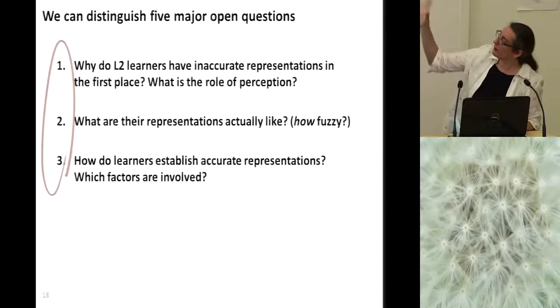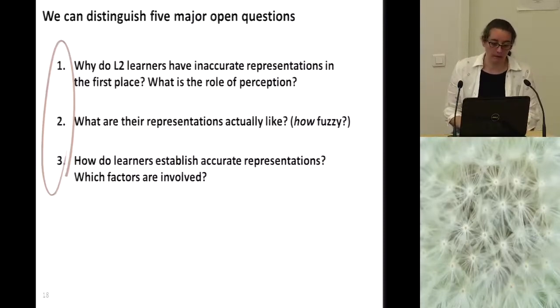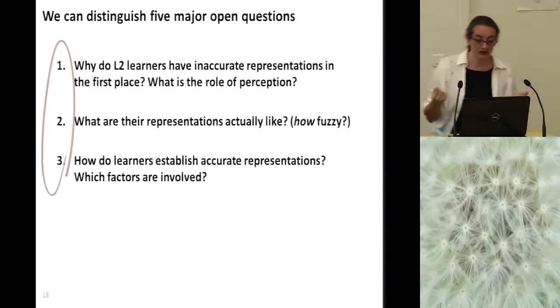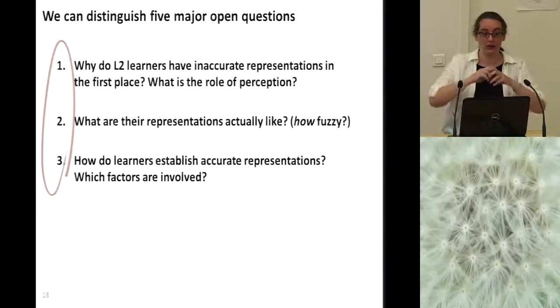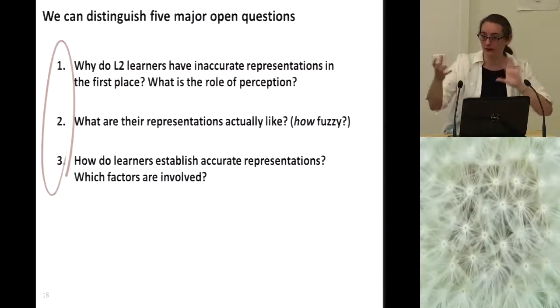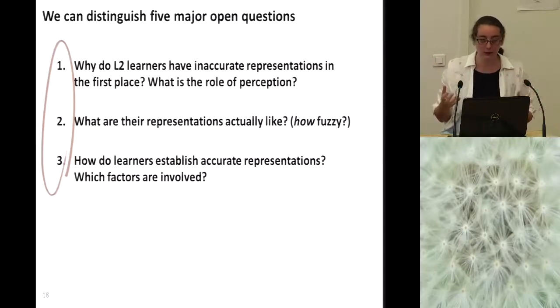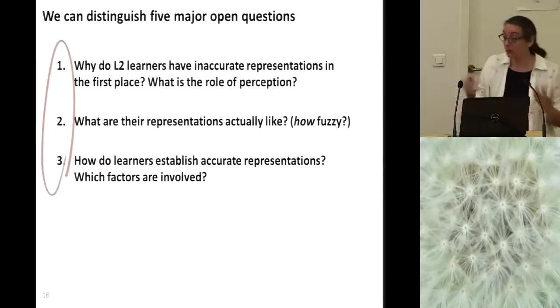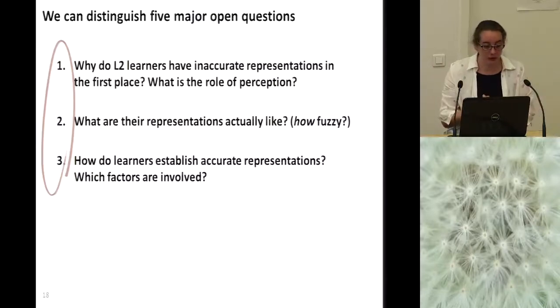Okay, so we can distinguish five major open questions so far. And so far, the research I've presented has essentially addressed these first three. So why do learners have inaccurate representations in the first place? And what is the role of perception? And what are their representations actually like? Are they globally fuzzy, or just locally fuzzy? What's the scope of this fuzziness? And we don't really have a good answer to this just yet. And then, of course, the big question, the $1 million question: how do learners establish accurate representations? What factors do they use?